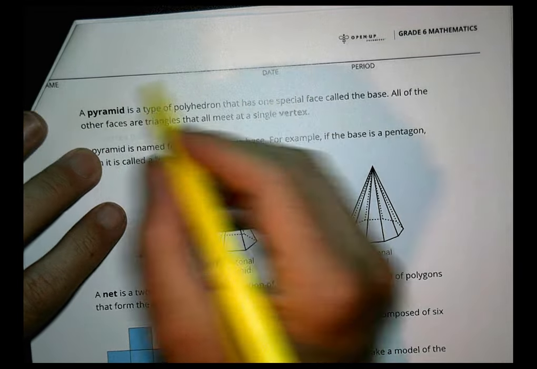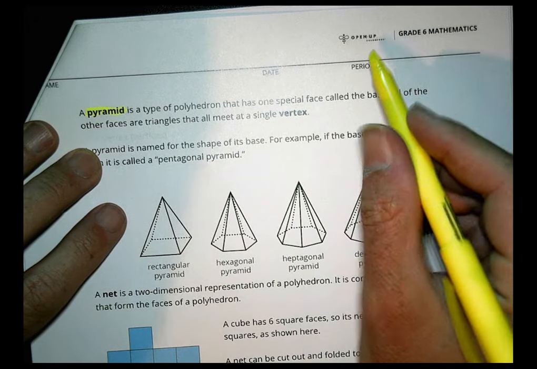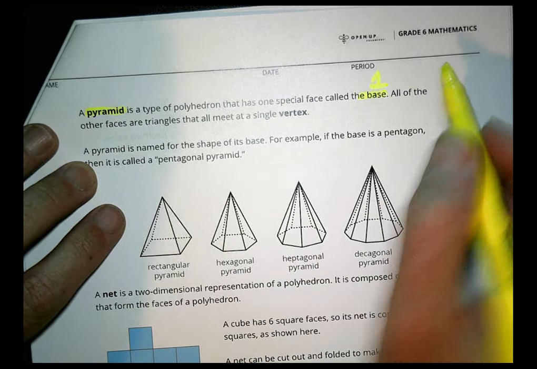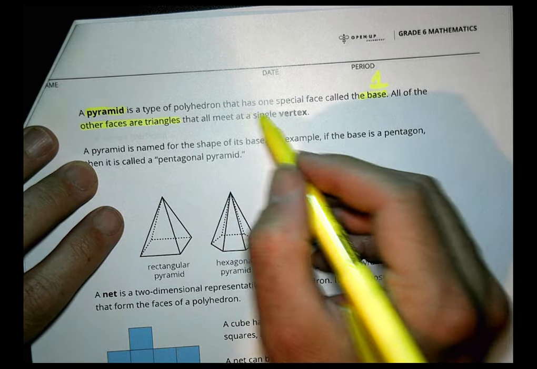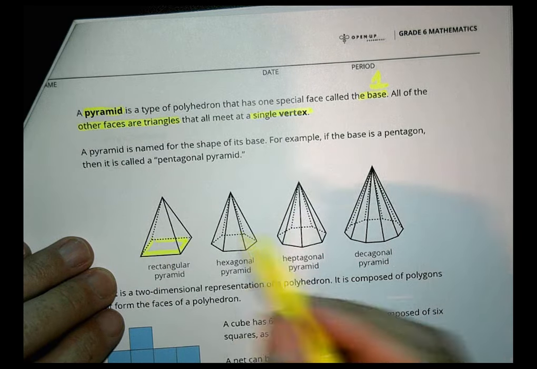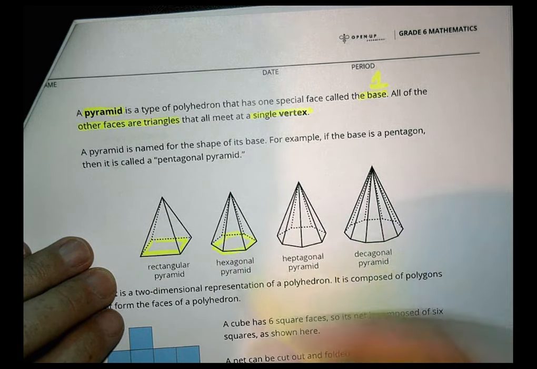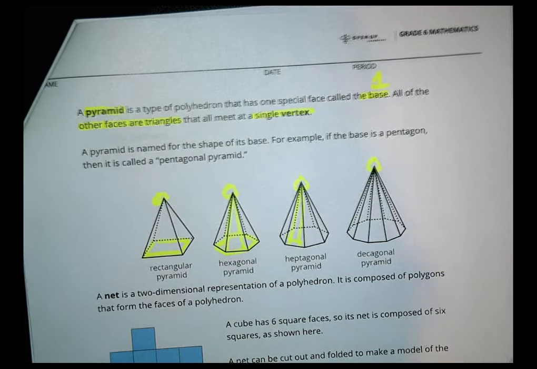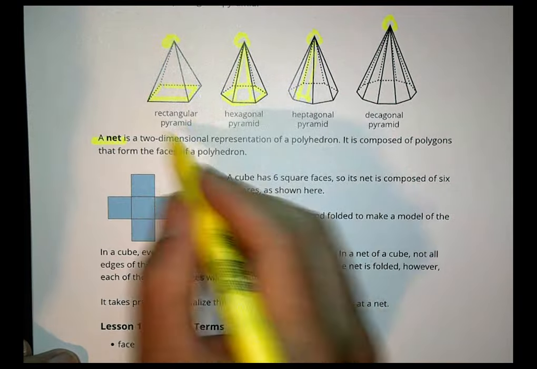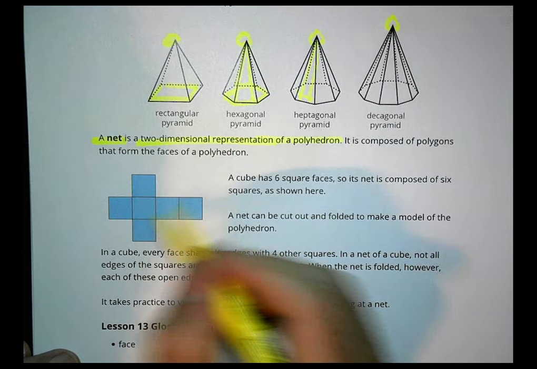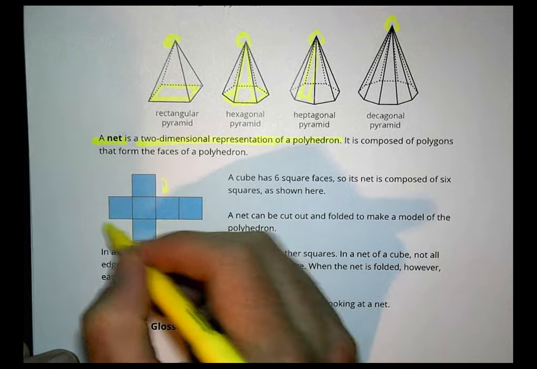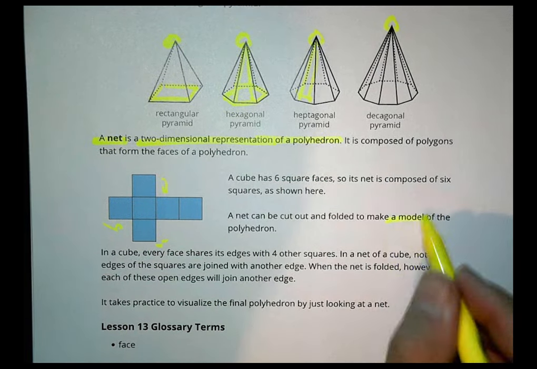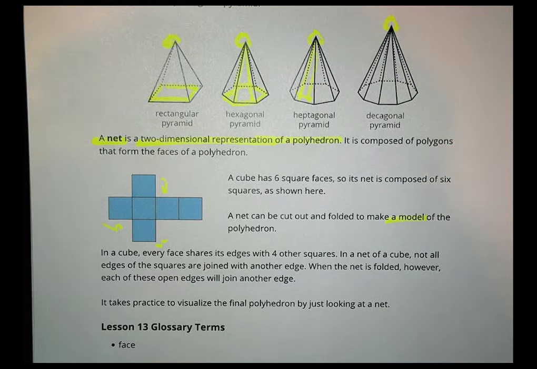And then we looked at what were called pyramids, and a pyramid is a polyhedron that has one special face called the base. It has one base. All the other faces are triangles that meet in a single vertex. So a rectangular pyramid has a rectangular base, a hexagonal pyramid has a hexagon base, and so on. But they all only have the triangles here that meet in a single vertex right there. The last thing we talked about is this net, which is a two-dimensional representation of the polyhedron. So you make it a flat 2D shape, and then by folding things up and up and up and up, it turns into a model of the polyhedron there. So that's the idea from today's lesson. Let's pause there and give you a few minutes to work on your homework, and we'll come back and check it together.